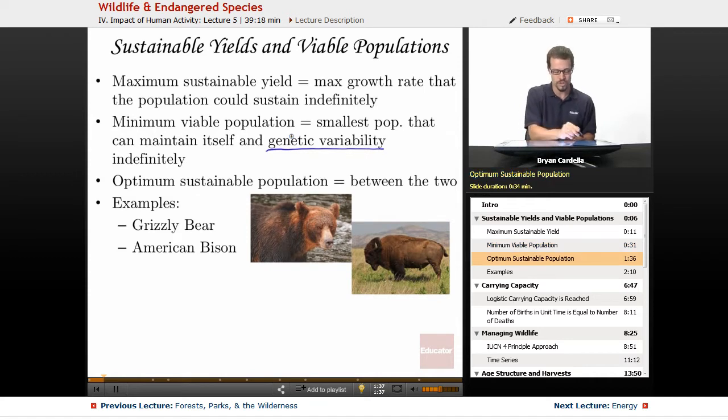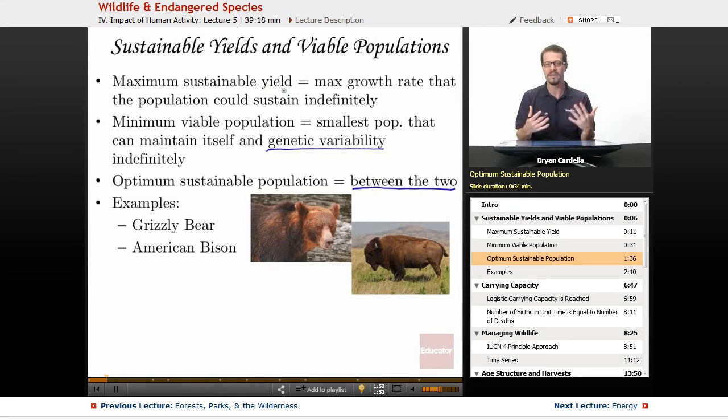In between those 2 is the optimum sustainable population. So it's between the 2. It's that, in a sense, happy medium. It's not reasonable, especially if a species is threatened or endangered, to get up to the maximum sustainable yield.